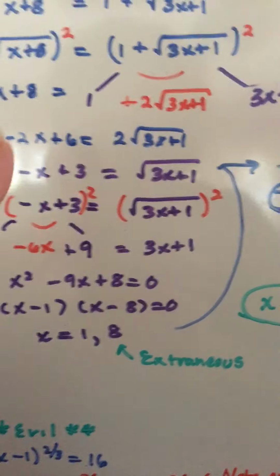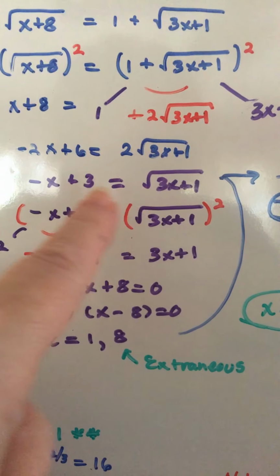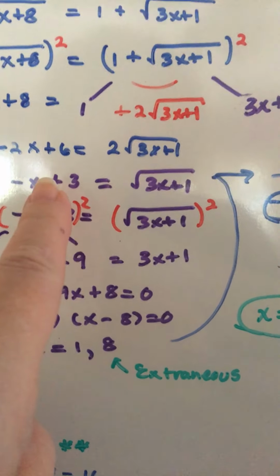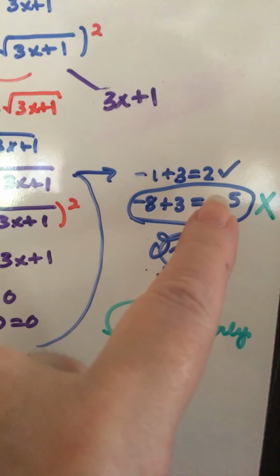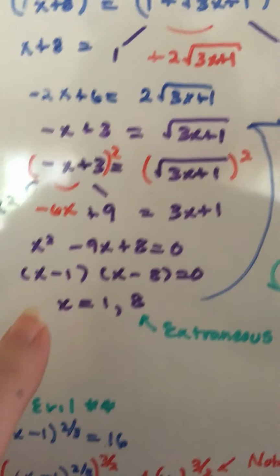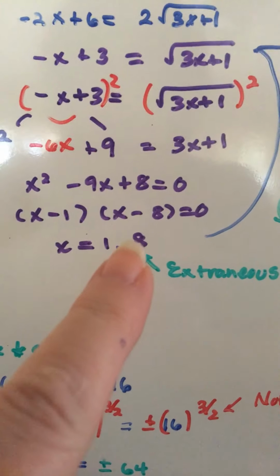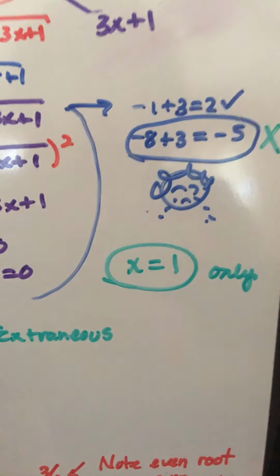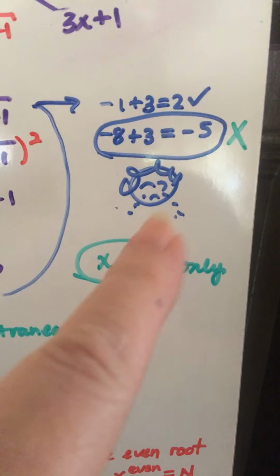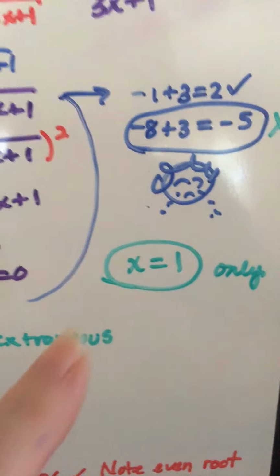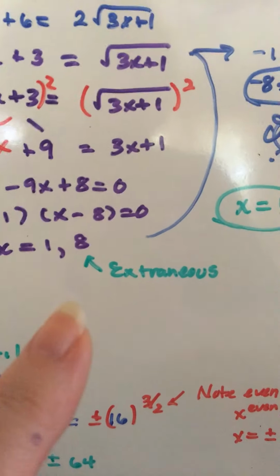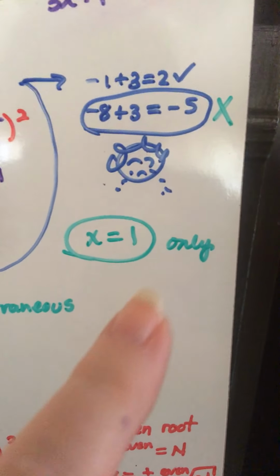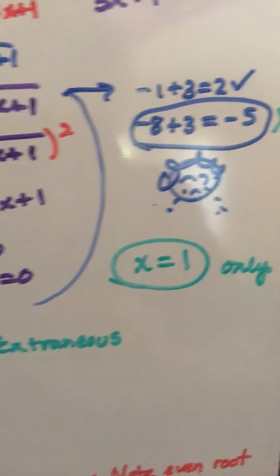But now let's look up here. What does the radical need to equal? This needs to be a positive number. So negative 1 plus 3 is 2. So the 1 works. Now I'm going to insert 8. Negative 8 plus 3 is negative 5. I'm very sad. That's me crying. And so I have to throw out the answer 8. It's extraneous, illegal, so only 1 works.